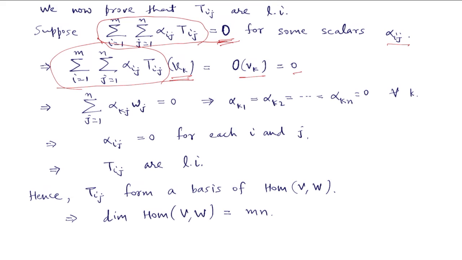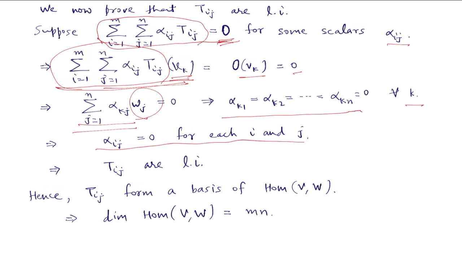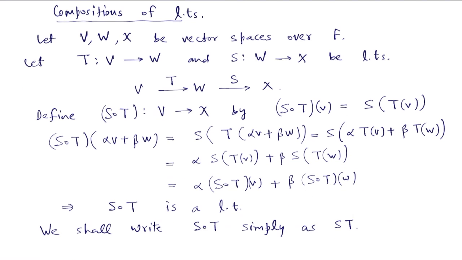But we have just seen that this summation becomes this one. So this is equal to 0, but Wj's are linearly independent. So all these scalars must be 0 for all k. And so alpha ij is 0 for each i and each j. So Tij are linearly independent, and hence Tij form a basis of Hom VW. And because these are m into n in number, the dimension of Hom VW is m into n.